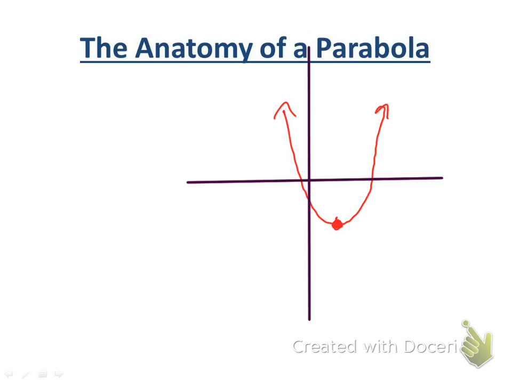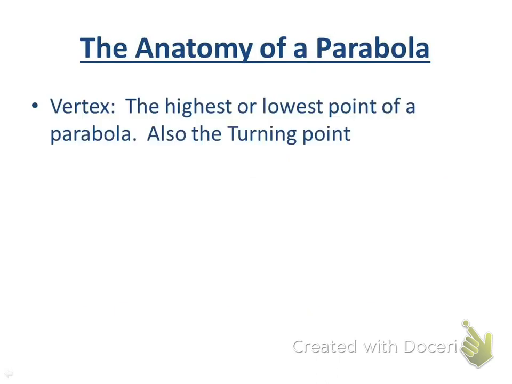But the most important piece of the anatomy of a parabola is the vertex, okay? It's the highest or lowest point on the parabola. It's also the turning point. It's the place where it changes direction. How many times does a parabola change directions? Once, right? It's coming down and then it turns and goes up, or it's going up and then it turns and goes down. How many times does a line change directions? Zero times. So a first degree function, a line, changes directions 0 times. A second degree function, a parabola, changes directions 1 time.